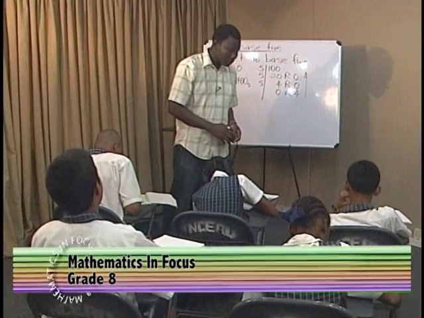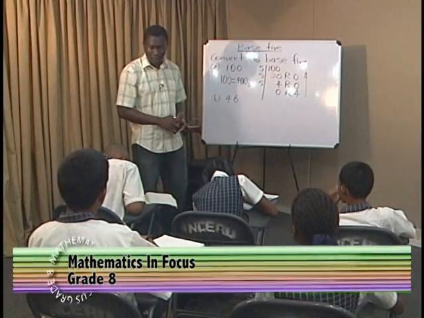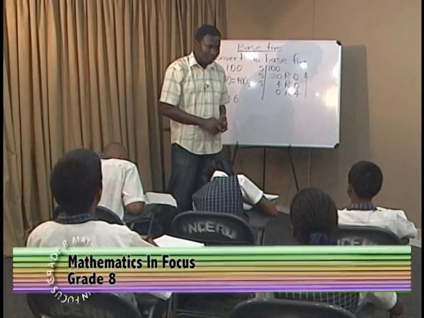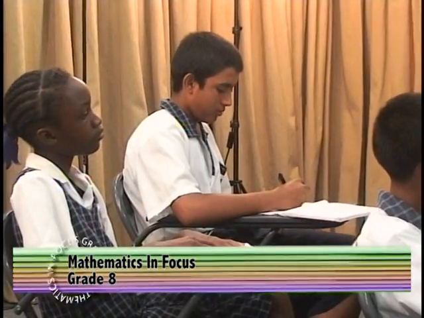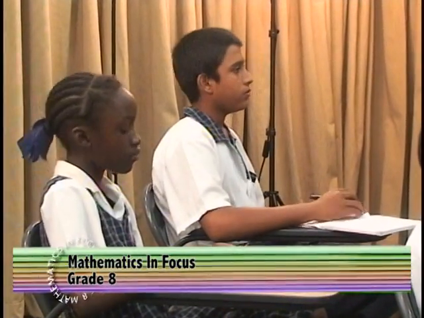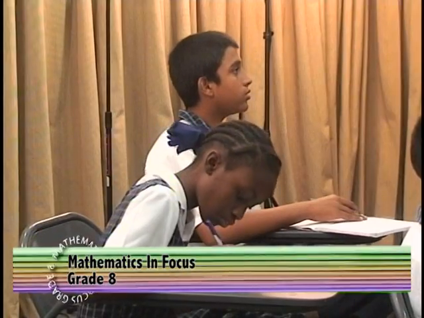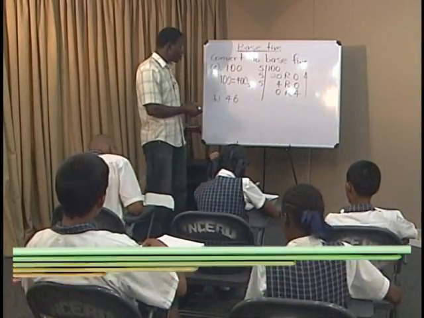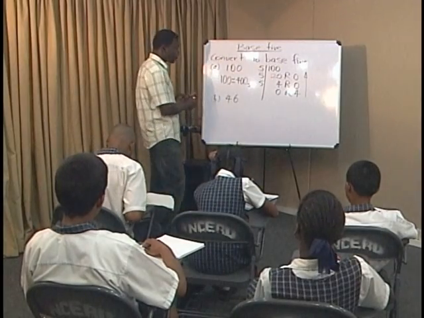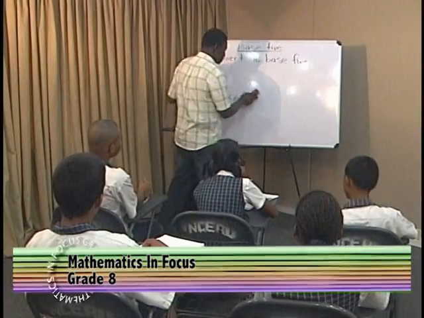So 141. We have an answer. 141 base 5. You have the same thing too. 141 base 5. Anyone else with something different? Okay, 141 to me sounds correct. Let us go and see how we get 141, if 141 indeed is correct.